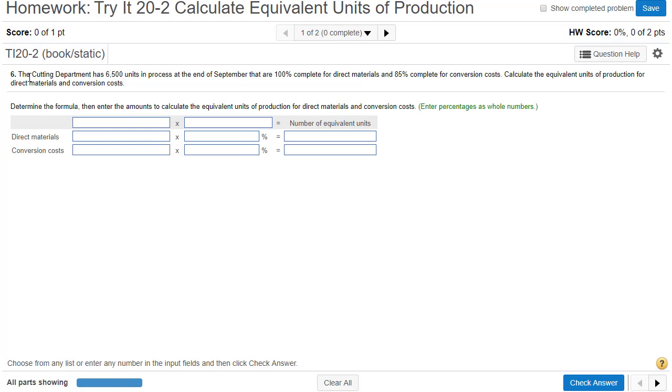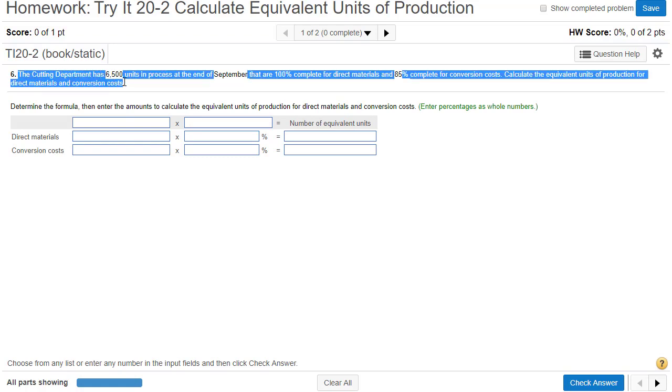This is Try It 20-2. We're going to calculate equivalent units of production. So the cutting department has 6,500 units in process at the end of September.